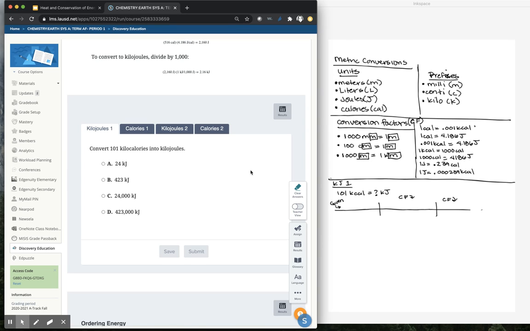We are trying to get to kilojoules. We don't know how many kilojoules yet. So the given, I'm going to fill in, was 101 kilocalories. Now, my kilocalories is the unit that's going to be important because I'm going to use that information to go and look over at my conversion factors that I have from the book over here, where I put the star, in order to figure out how to go from kilocalories to kilojoules.